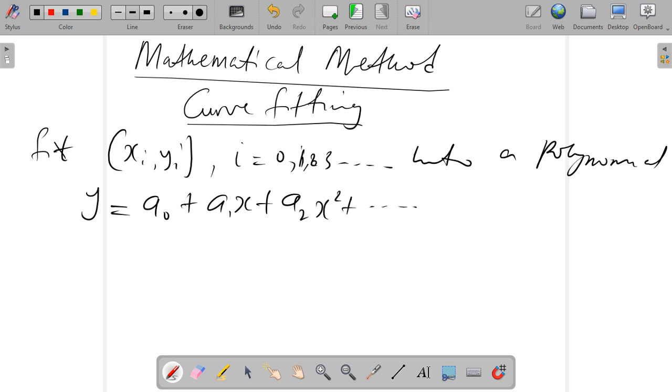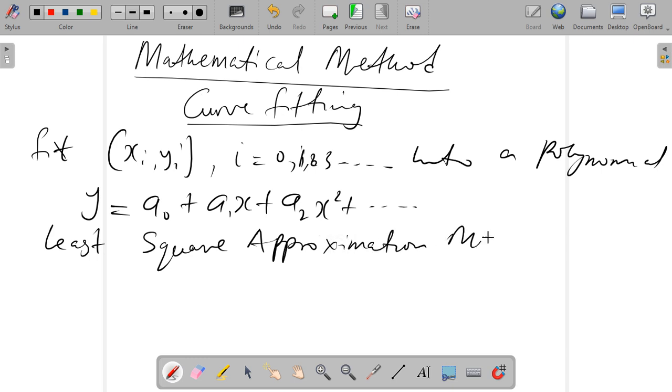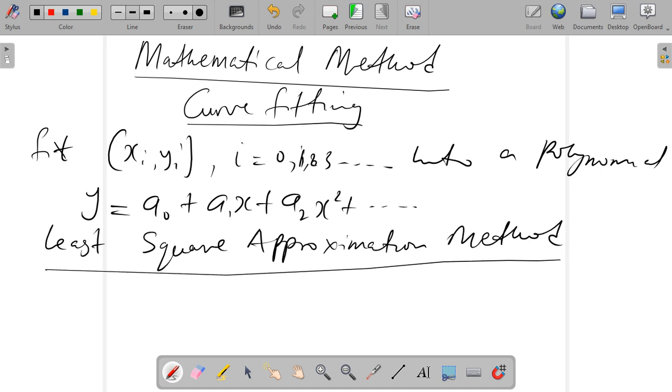Now there are so many methods of fitting this, and the first method, the one we're going to be looking at, is called the least square approximation method. Now for this least square approximation method, since we are given data, we are going to be starting with the first degree, polynomial of degree 1.